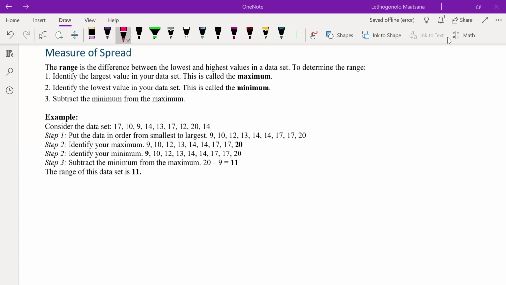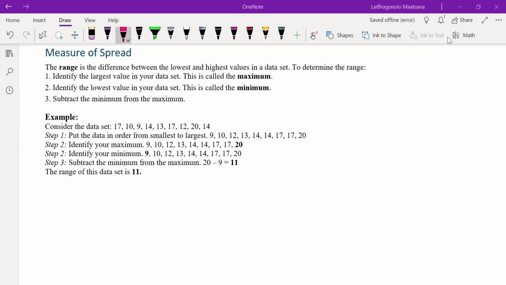Let's take a look at an example. We have a data set that contains 17, 10, 9, 14, 13, 17, 22, 20, and 14. The first step we're going to do is put them in order from the smallest to the largest. So now they read 9, 10, 12, 13, 14, 14, 14, 17, 17, and 20.